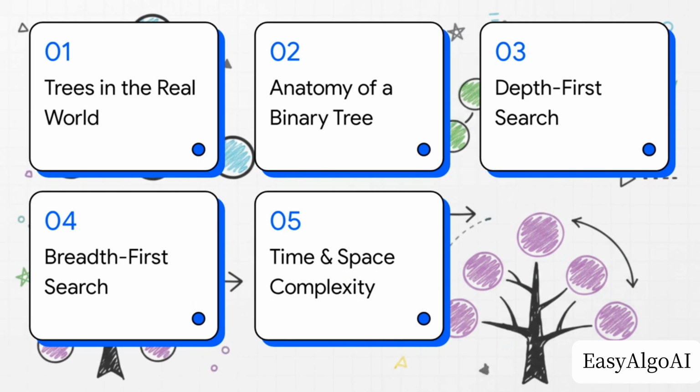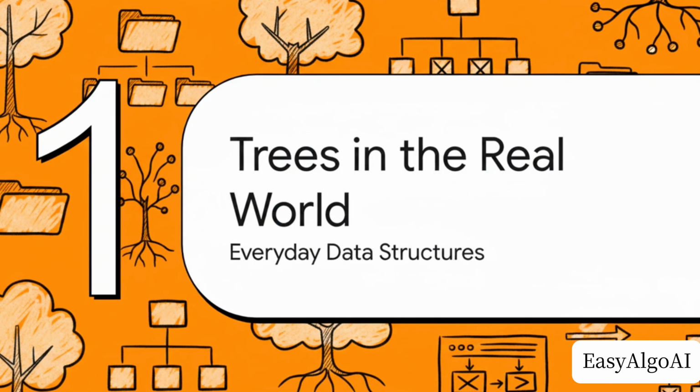We've got a great roadmap for this explainer today. We'll be hitting trees in the real world, the anatomy of a binary tree, depth-first search, breadth-first search, and finally, wrapping up with time and space complexity. Let's get to it. All right, starting off with section 1, trees in the real world.